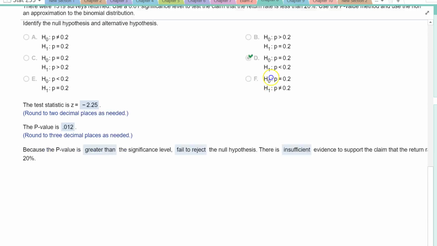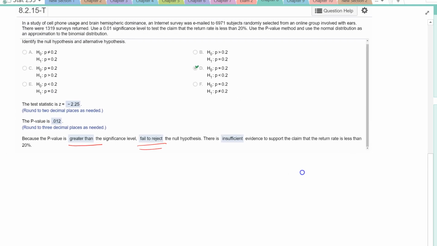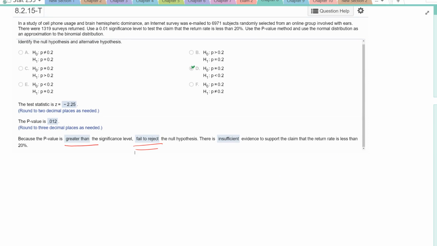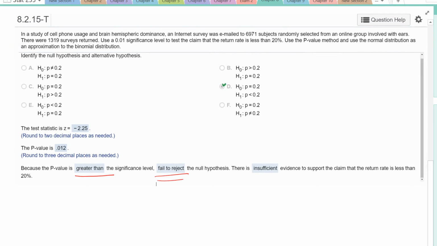And your next question is going to then make your conclusion. Because the p-value is greater than the significance value, there's insufficient evidence to support the claim that the return rate is less than 20%. And that could all change based on the significance level. So hopefully this clears up any questions you have on this problem. Please let me know if you have any other questions.